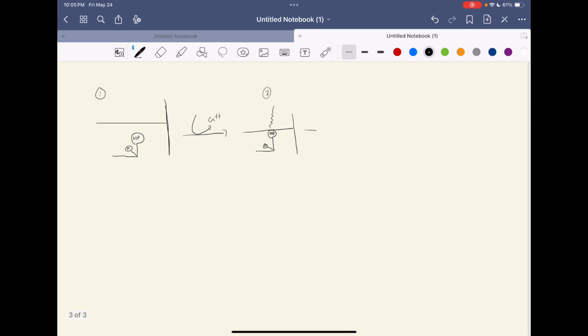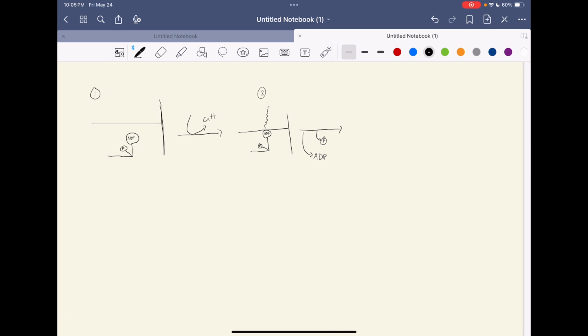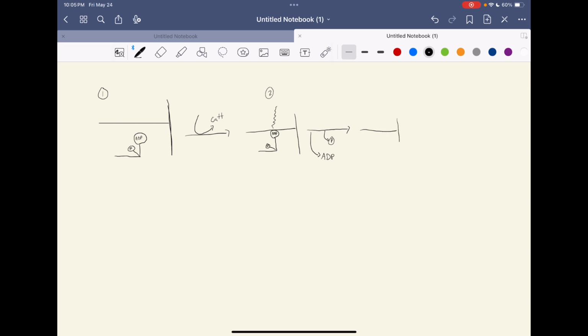Step 3 is an important step because we have two things that fall off. We have the ADP that falls off, and we have the phosphate that falls off. And then the myosin head will uncock. So it is no longer cocked, and that looks kind of like this. There's no longer ADP in the myosin head, there's no longer a phosphate attached. This is step 3, and we'll call this the power stroke. This is where that muscle has contracted.